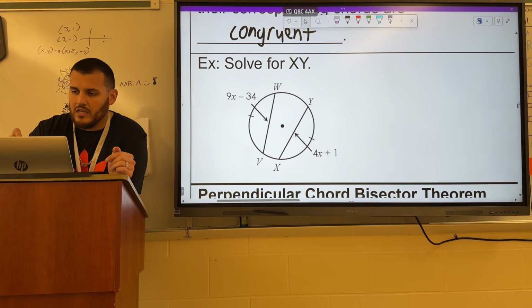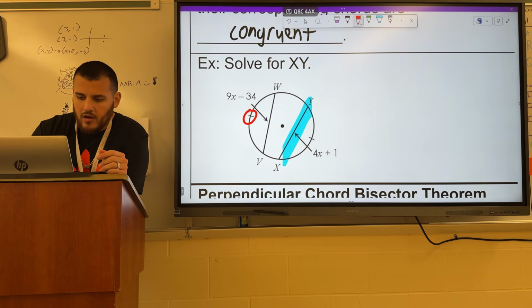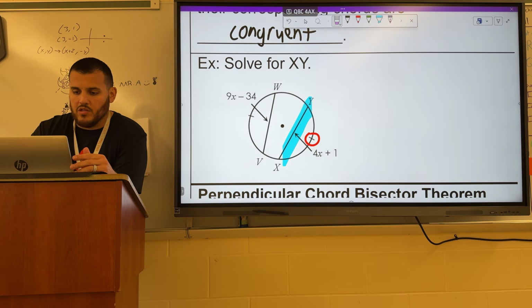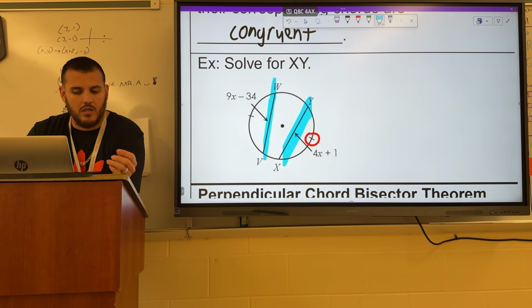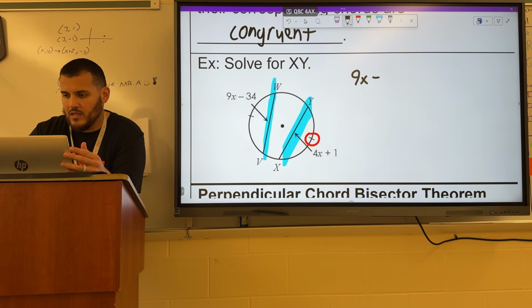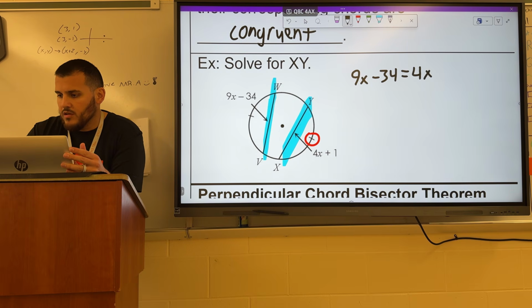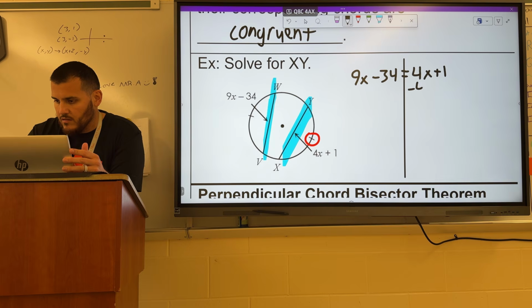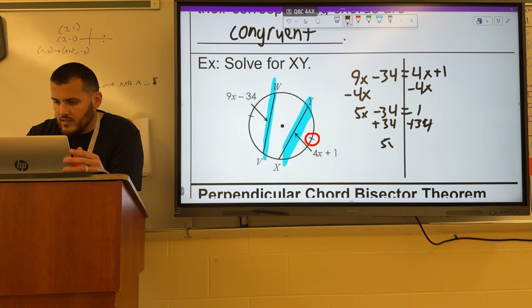We can solve for the length of XY by knowing that arc WV is congruent to arc YX. Well, if those are congruent to each other, then that means these chords must also be congruent to each other. So that 9x minus 34 has to equal the 4x plus 1. And we can solve for x in this equation. We can get the x's all on the left by subtracting 4x from both sides. That'll give me 5x minus 34 equals 1. I can then add 34 to both sides, and that'll give me 5x equals 35. We can then divide both sides by 5 to get x equals 7.